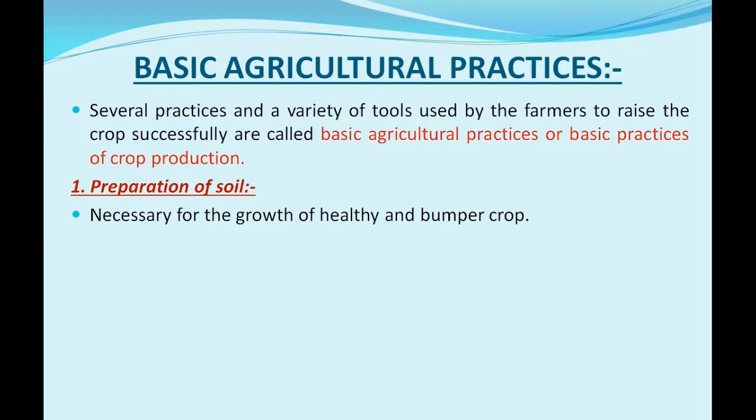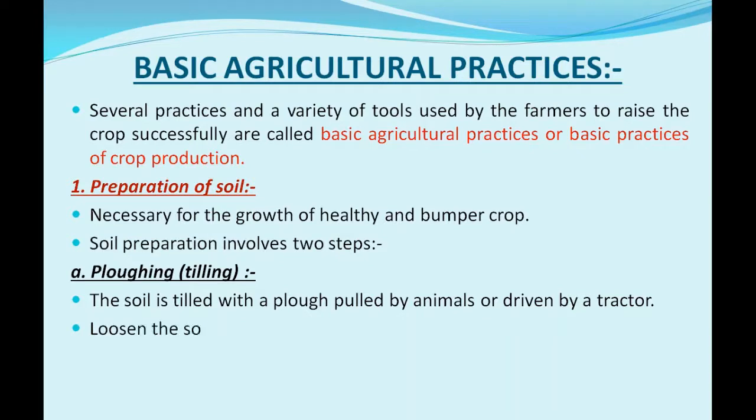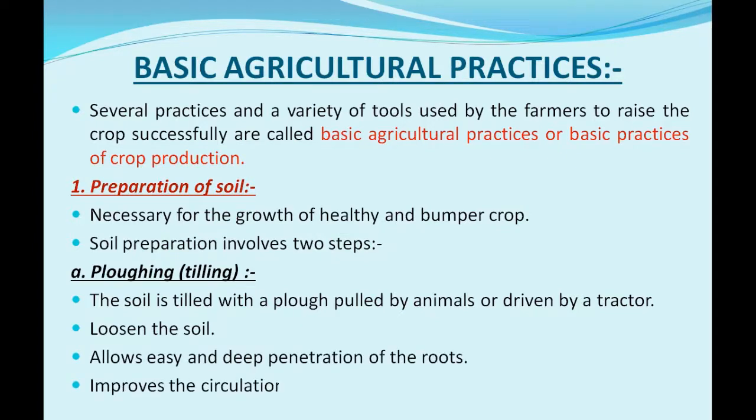Soil preparation involves two steps. First is ploughing, which is also known as tilling. The soil is tilled with a plough pulled by animals or driven by a tractor. Ploughing loosens the soil. It allows easy and deep penetration of the roots and improves the circulation of air and water retention in the soil.